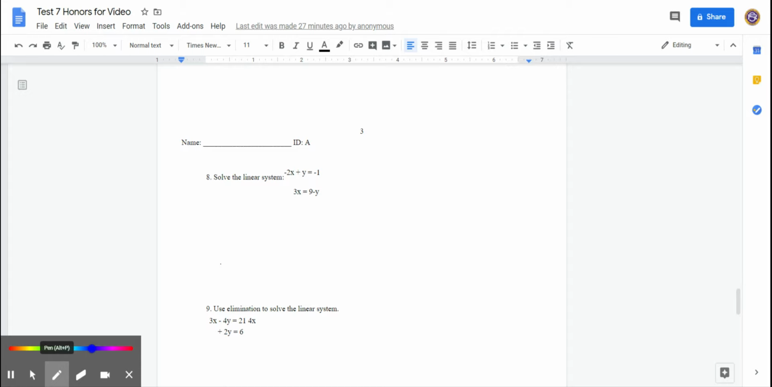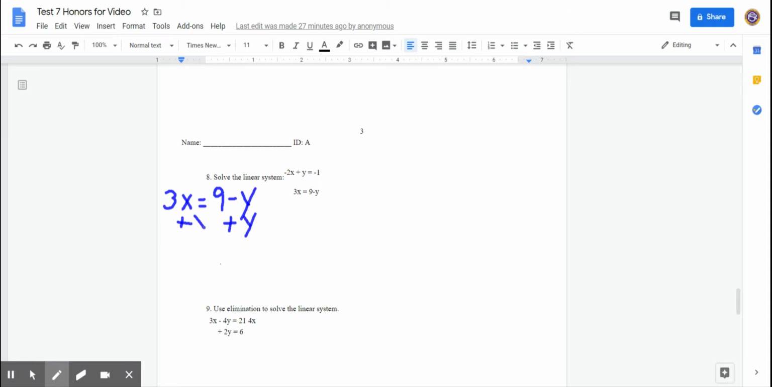Number 8. So now number 8, the first thing I look at and see is that 3x equals 9 minus y isn't in standard form. I want my variables to line up underneath each other. So I'm going to first have to take this 3x equals 9 minus y and put it in standard form. So I'm going to add the y to both sides. That's going to give me 3x plus y equals 9.